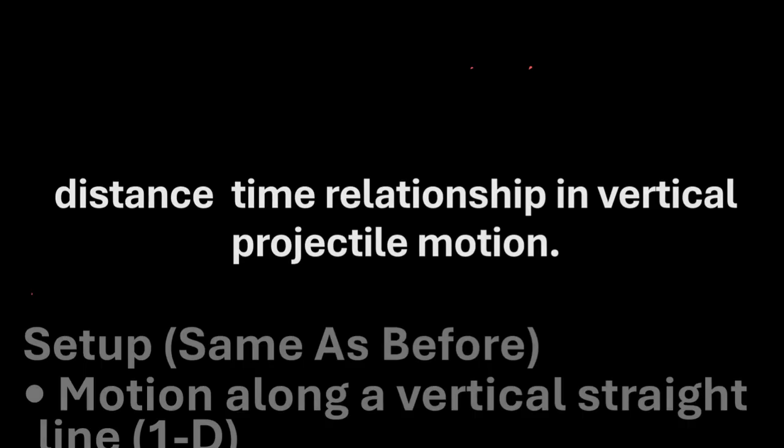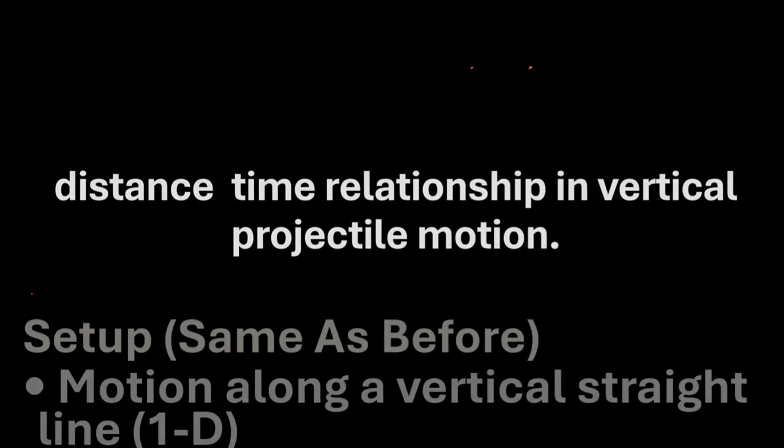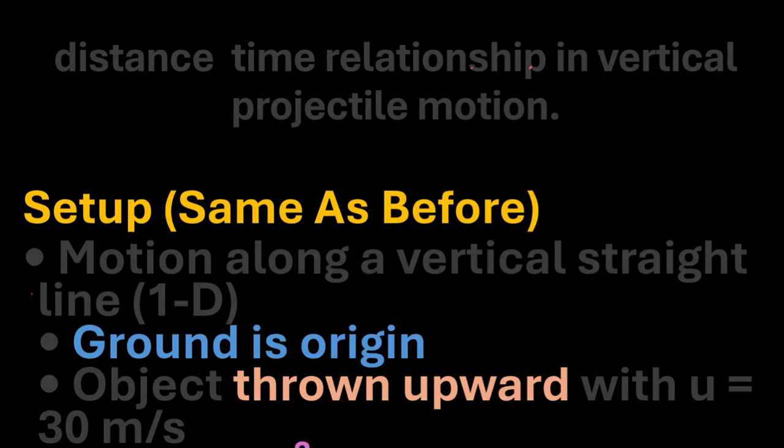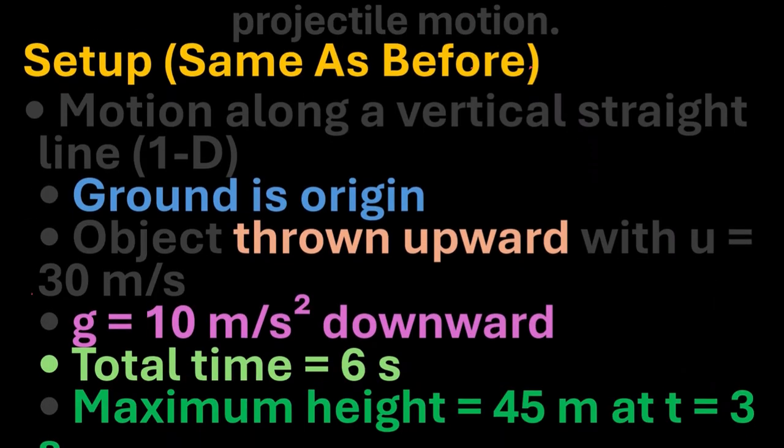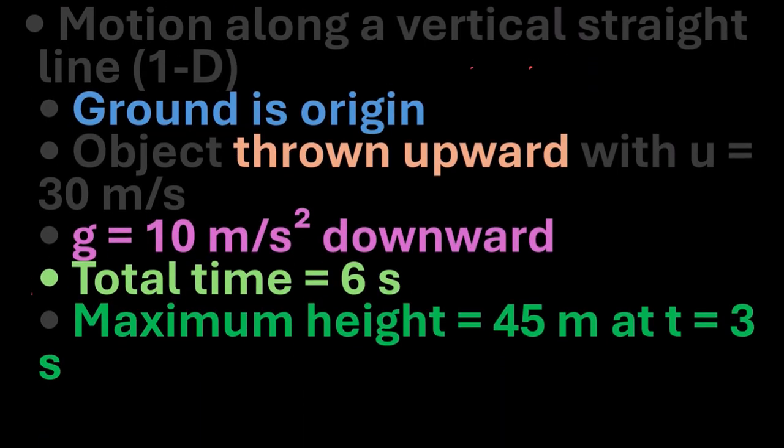Now, what will be the case for distance for the same calculation? The setup is the same, which means it's a one-dimensional motion, it's a vertical projectile motion. It is launched at 30 meter per second. Acceleration is still acting downwards. The ground is origin, it is thrown upwards. All those calculations remain the same. What varies then? Time of flight is 6. Maximum height attained is 45 meter. The corresponding time is t is equal to 3. Does this affect the calculation of distance by any chance?